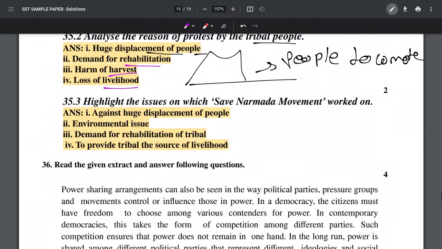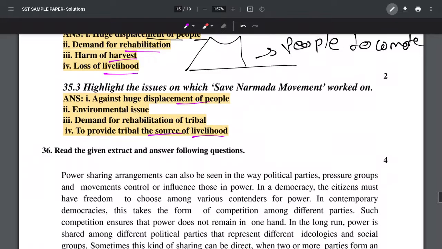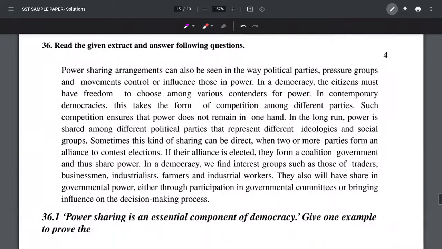Now, what was the main issue on which the Save Narmada movement worked? The main issue was against huge displacement. Highlight the issues on which it worked: against high displacement of the tribals who were living there, environmental problems, demand for rehabilitation, and to provide the tribals a source of proper livelihood. On that only Narmada Bachao Andolan was working. Okay, so we have completed the second case study also. Let's move towards the last one, then we'll go towards map work.